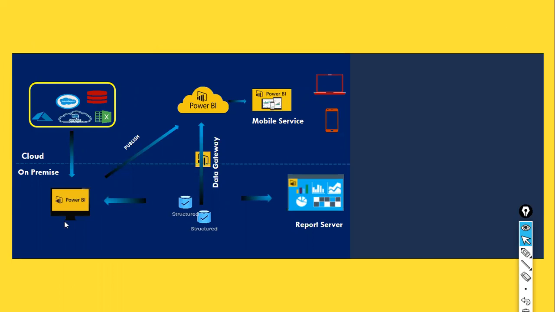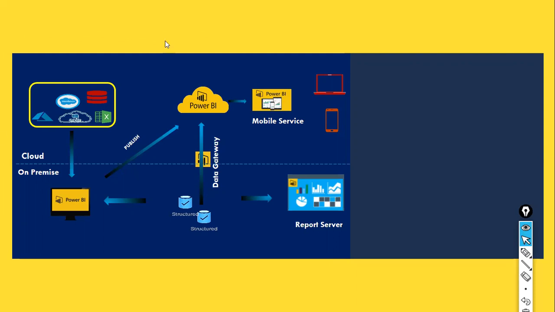Okay, so you can see the various components here. The Power BI Desktop, the one which we installed in our laptop or on-premise. On-premise is nothing but a local server. You install the Power BI Desktop. The other components are your Power BI cloud service, the mobile service, plus you have report server and data gateway. So these are the components that are part of your Power BI environment.